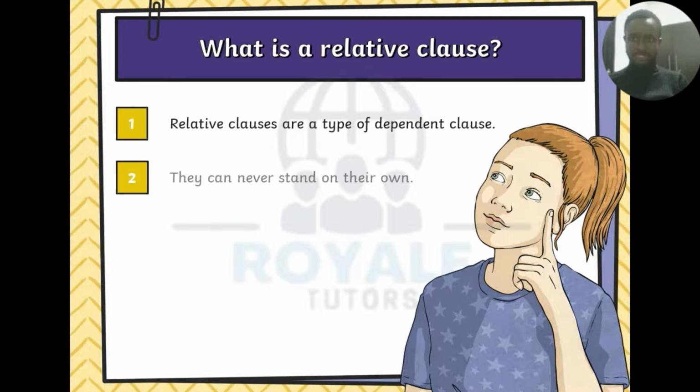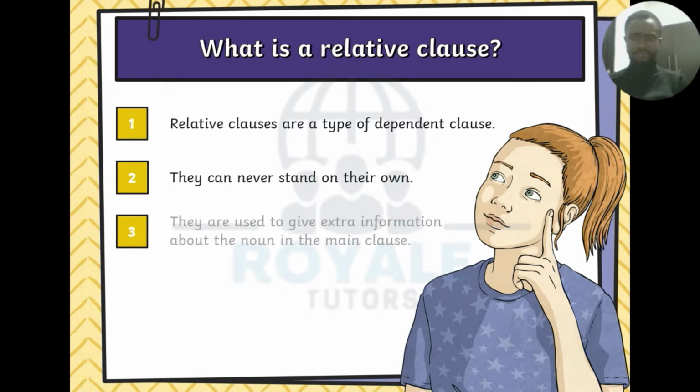Number two, a relative clause can never stand on its own. Relative clauses cannot stand on their own. Why? Because they are an example of a dependent clause, and a dependent clause cannot stand on its own.